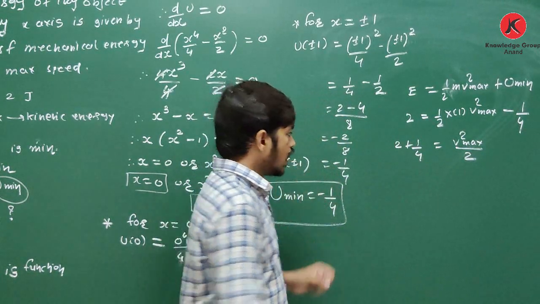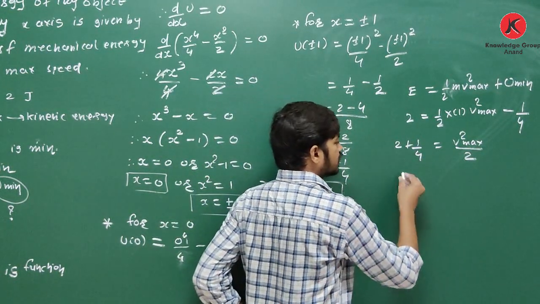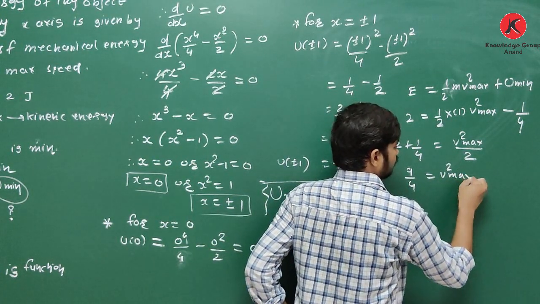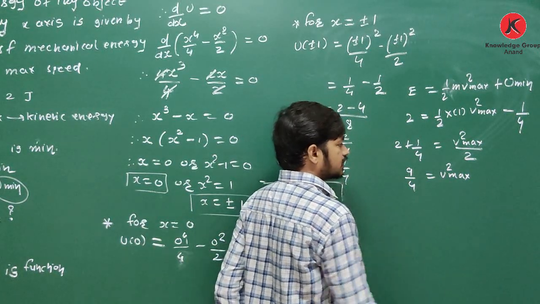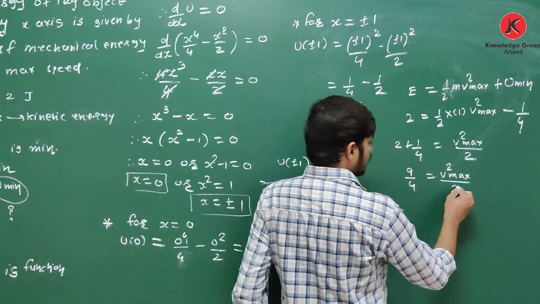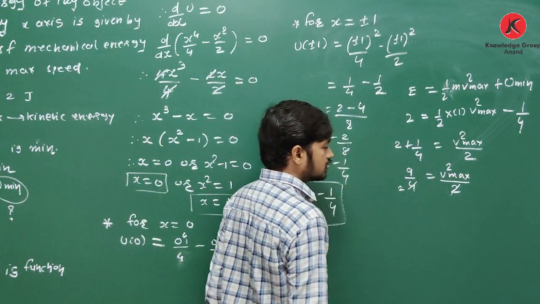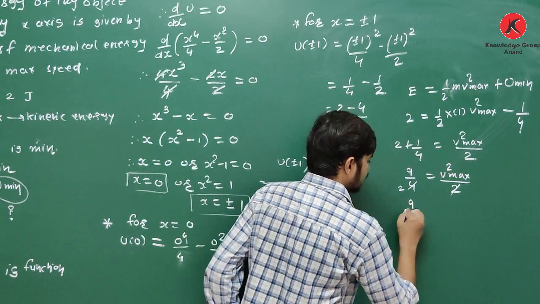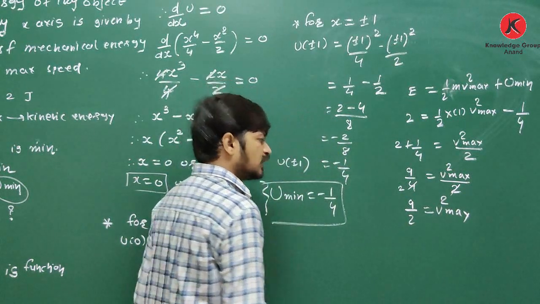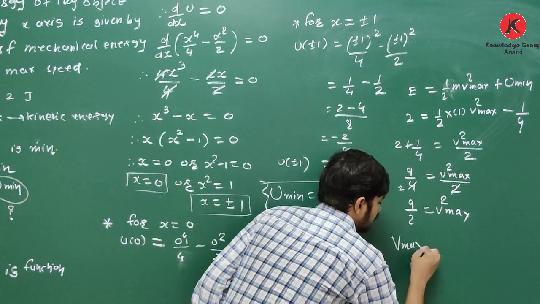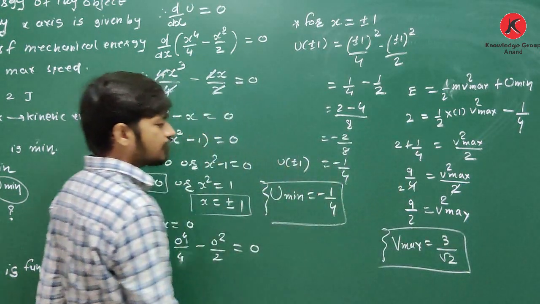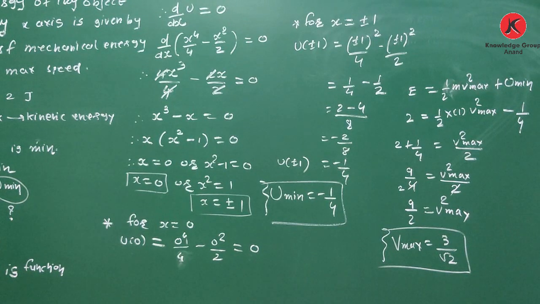Now how to simplify this? 4 into 2 is 8, 8 plus 1 is 9. So it is 9 by 4 is equal to V square maximum divided by 2. Now this 2 and this 2, yes or no? So it is 9 by 2 is equal to V square maximum. And to find V maximum, if you take square root on both sides, then V maximum is equal to 3 upon root 2. Clear about this?